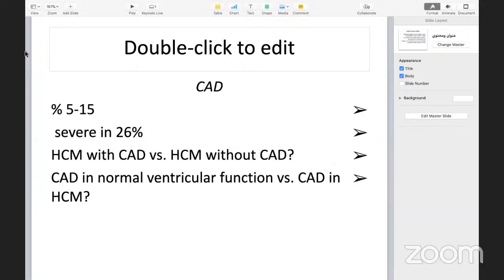They have abnormal coronary arteries in 5 to 15% of the patients. They are severe in 26%. And if we have a patient with hypertrophic cardiomyopathy with coronary artery disease, then the prognosis of the patient will be poorer than one without coronary artery disease. Also, if the ventricular function is affected, then it's also more severe. So those things have to be taken into consideration.